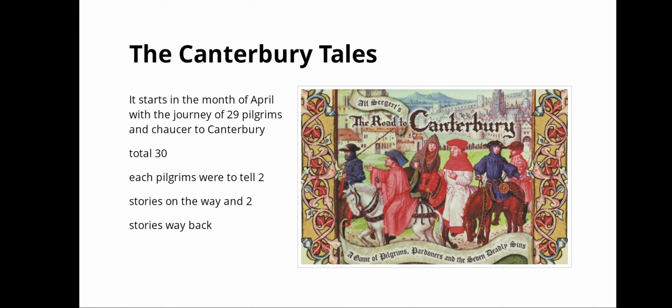Each pilgrim was to tell two stories on the way to Canterbury and two stories on the way back. So total 120 stories were to be told by Chaucer, but after writing 24 stories, Chaucer died, and therefore this is an incomplete work of Chaucer.